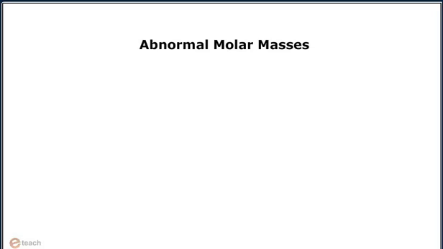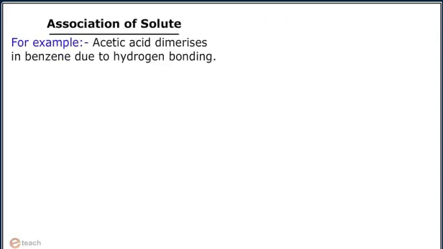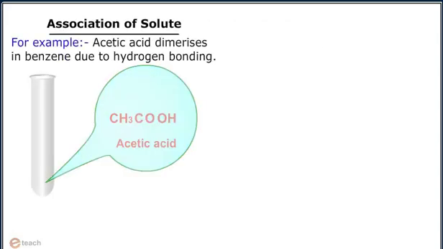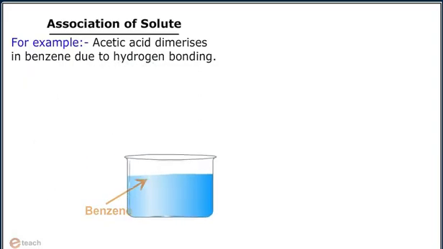Abnormal molar masses. Colligative properties depend on the number of solute particles. When the solute associates or dissociates in solution, abnormal results for colligative properties are obtained. Association of solute: for example, acetic acid dimerizes in benzene due to hydrogen bonding.